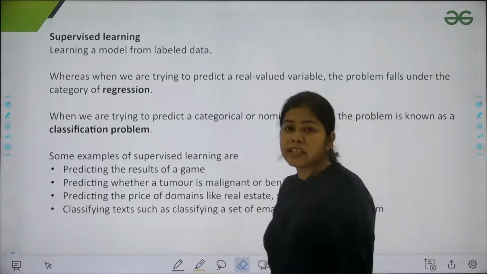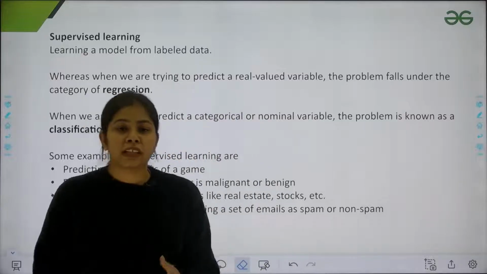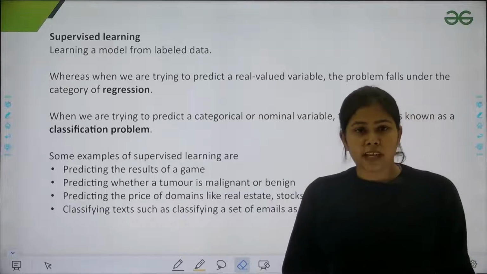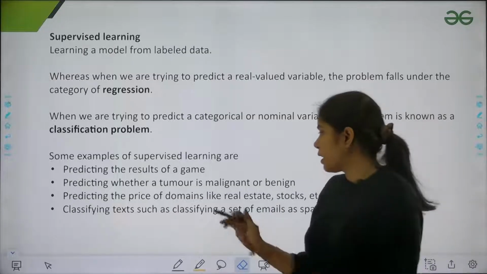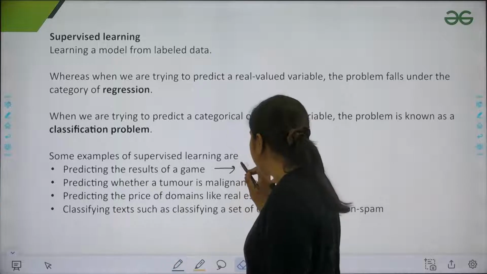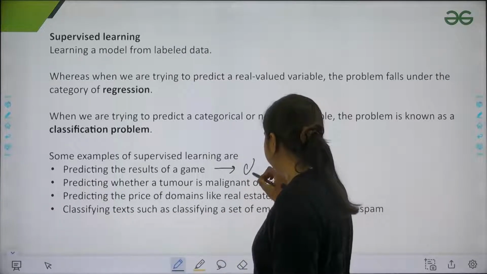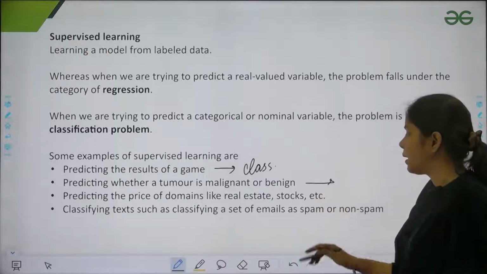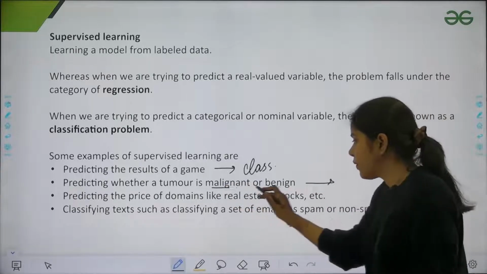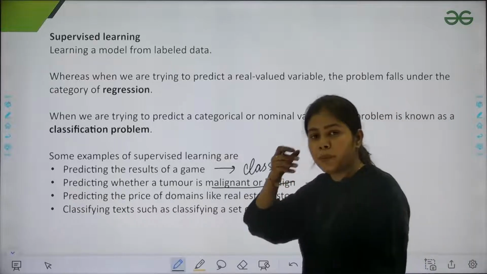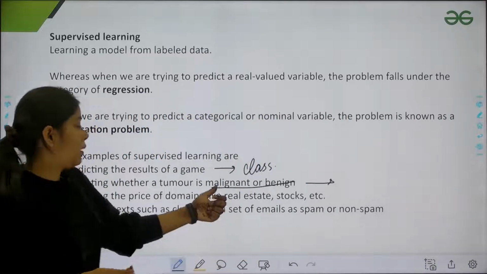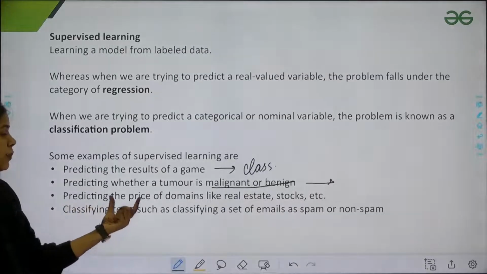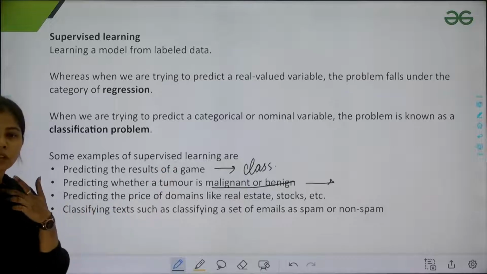Yeah, predicting the result of a game. What would be the result of a game? Either win or loss. That is categorical, right? Either a person can win or a person can lose. So this is my classification problem. Next is predicting whether a tumor is malignant or benign, right? Again there are two options, the tumor is malignant or benign. Again classification.